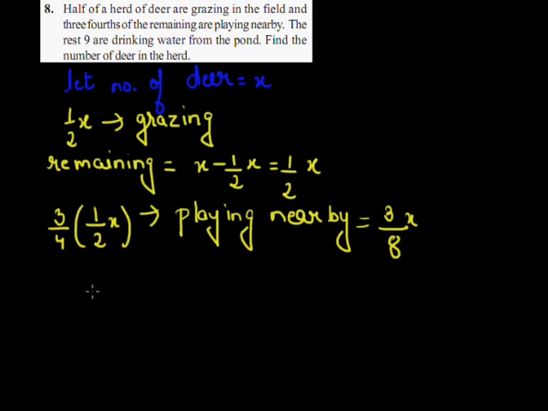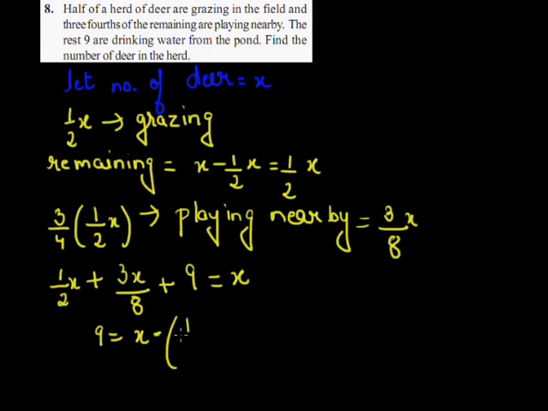So I can say that the number of deer which are grazing, that is half of x, plus the number of deer which are playing nearby, that is 3x by 8, plus the remaining number, that is 9, will be equal to the total number of deer in the herd, that is x. Now I can get the value of x from here. If I take half x and 3x upon 8 to the right hand side, the sign will change. So 9 will be equal to x minus half of x plus 3x upon 8.